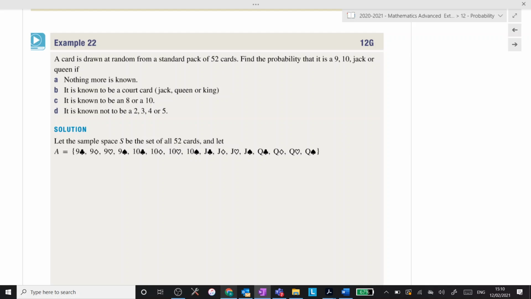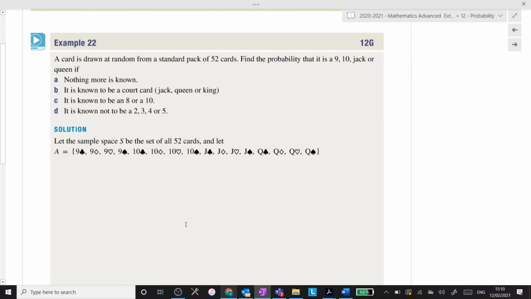Example 22. A card is drawn at random from a standard pack of 52 cards. Find the probability that it is a 9, 10, Jack, or Queen if nothing more is known. And then you've got all these other options.